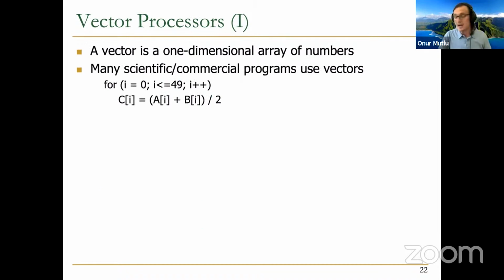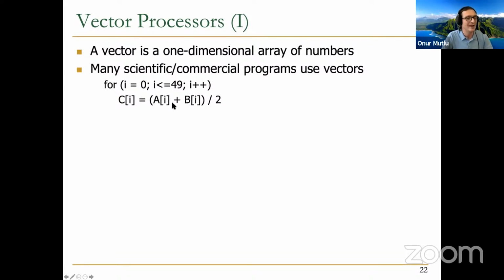Okay, so let's go now into more detail. Let's talk about vectors from a programming perspective, right? We already talked about it, but I want to pictorialize some of these concepts. A vector is essentially a one-dimensional array of numbers, right? And two-dimensional arrays become matrices, as we will also see in a little bit. But many scientific and commercial programs use vectors. This is a boring example.